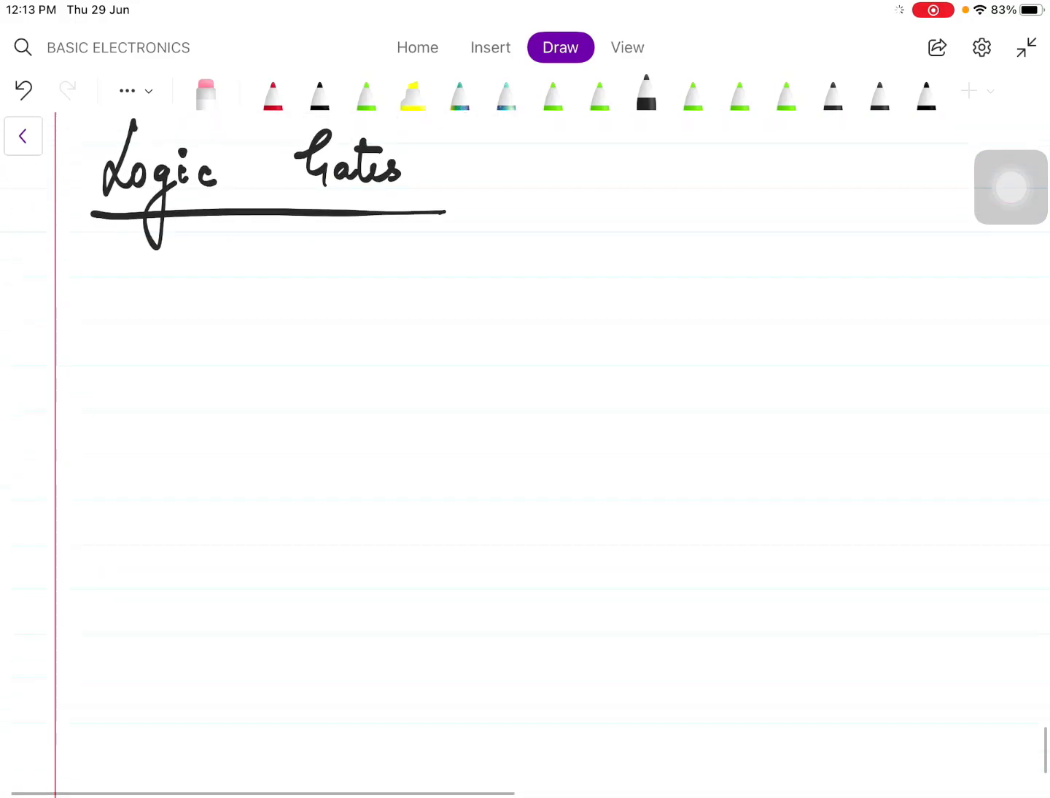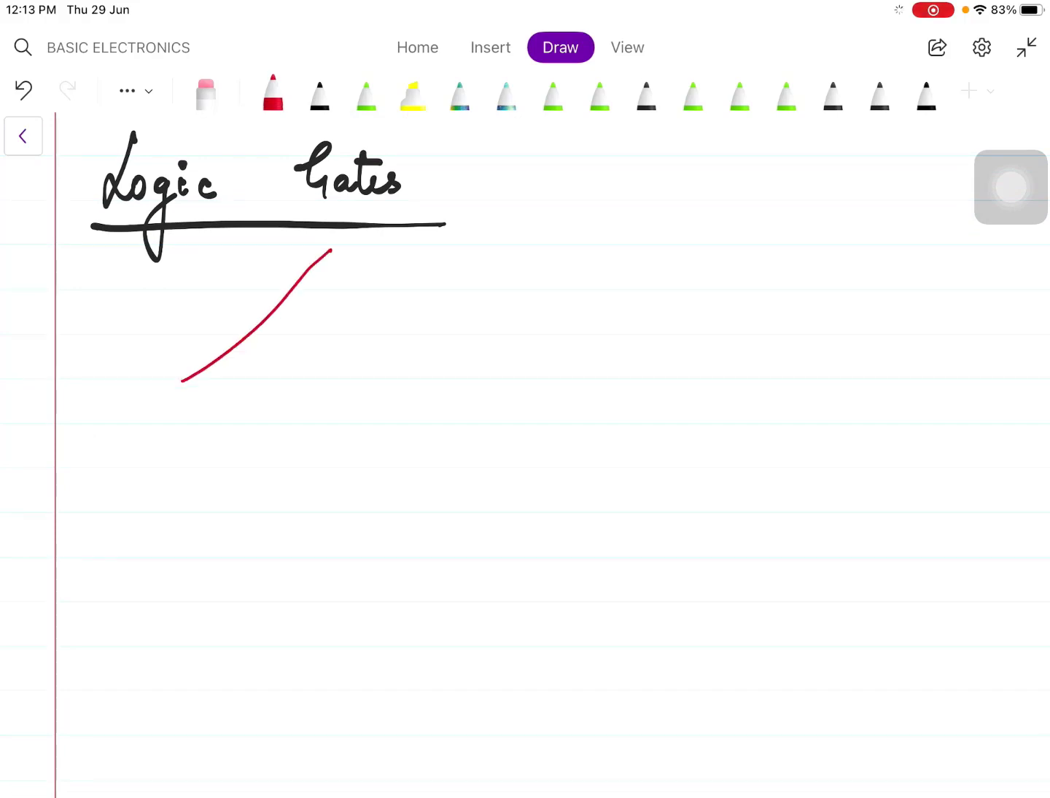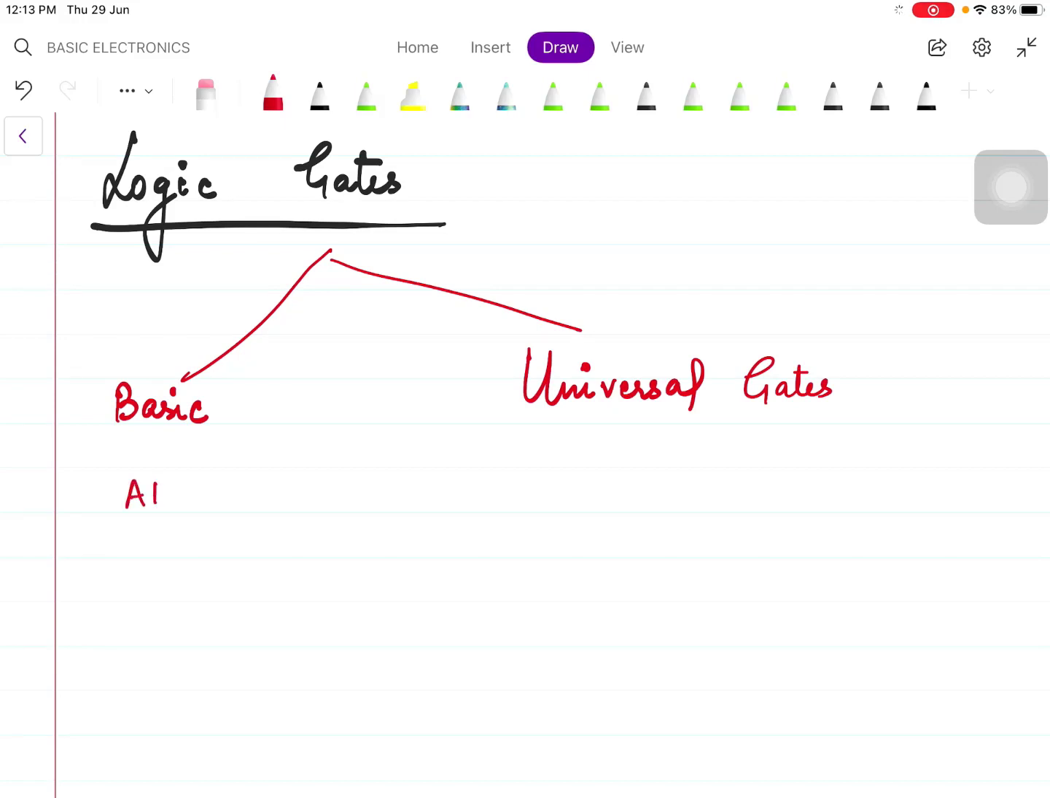So logic gates, first of all, we should all understand that logic gates are basically of two types: basic logic gates and the universal gates. When we talk about basic, in the basic category comes AND gate, OR gate, and NOT gate. Under universal gates come only two gates, that is NOR and NAND. Very, very important: universal gates are only of two types, that is NOR and NAND gate are only considered as universal gates, and AND, OR, and NOT are the basic gates.